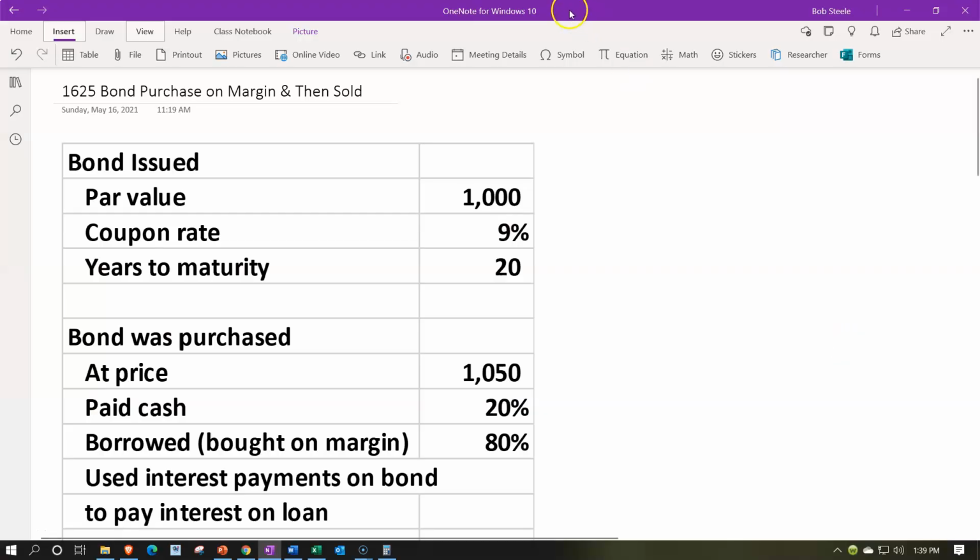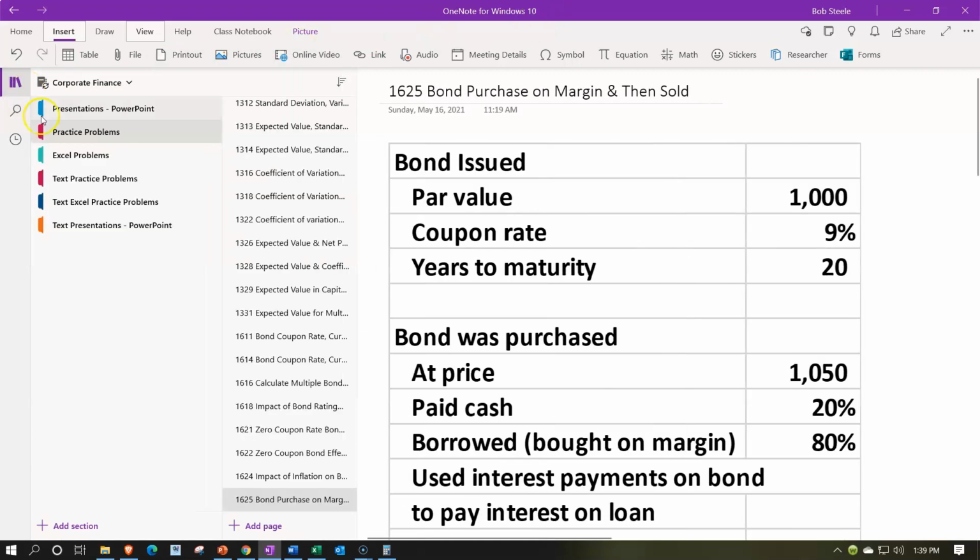Here we are in OneNote. If you have access to OneNote and would like to follow along, you're not required to, but if you would like to, we're in the icon on the left-hand side. We're in the Practice Problems tab, then down in the 1625 Bond Purchase on Margin and then Sold tab.